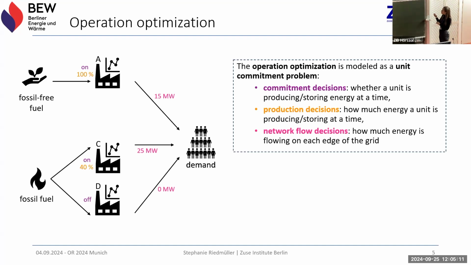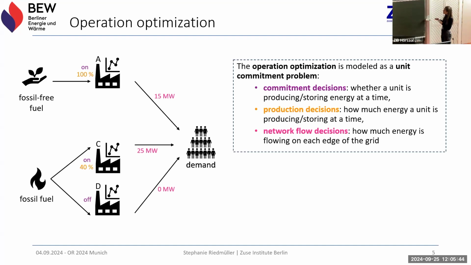So if we talk about operation optimization, we can model it as a so-called unit commitment problem. There are three decisions to be made. The one I just mentioned, the commitment decision, which is marked here as on and off, which one is operated. The production decision is how much they are operated, how much of the capacity. I just wrote a percentage here for visualization. And the network flow decision on which arc is flowing how much heat, power, or whatever resource you have.